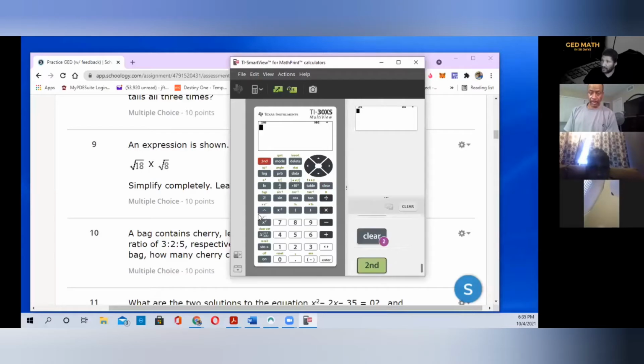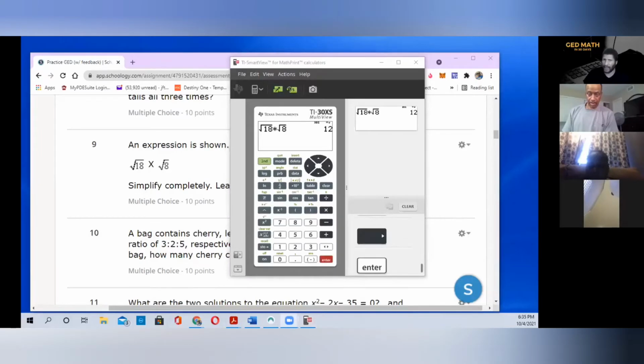So you're going to hit second, you're going to hit x squared, then you're going to enter your 18. Okay, the mistake that people make is you got to hit that right arrow to get out of the square root. Now, if you want to put it just like that, we're going to hit the multiplication symbol, second, square root, and we're going to hit the 8. Get out of your square root symbol, press enter. Done. Hey, that easy.